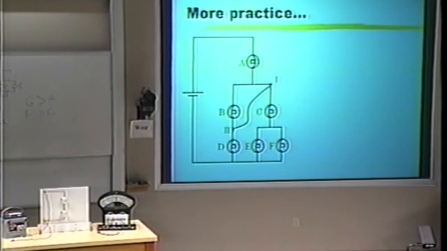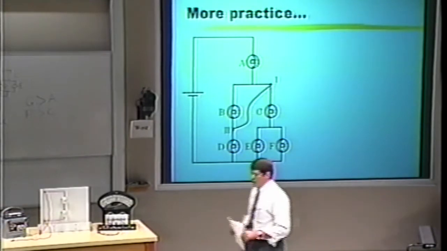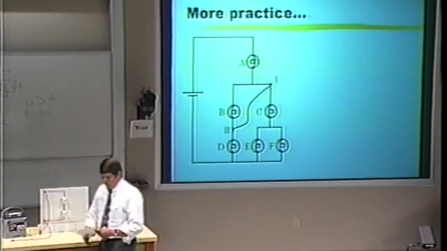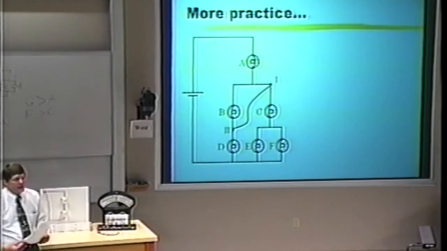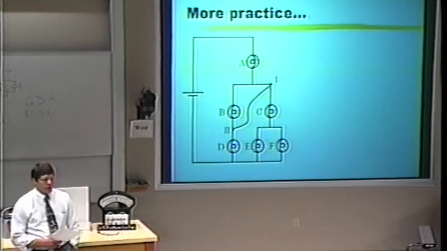Okay, now, we added an extra wire. We took a connecting wire and put it between point one and point two. And the question is, what happens to bulbs A, B, D, and C? Check with your neighbor. See if your neighbor has a prediction of what's going to happen here.